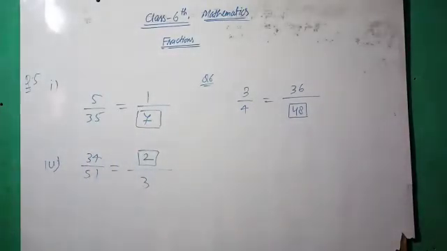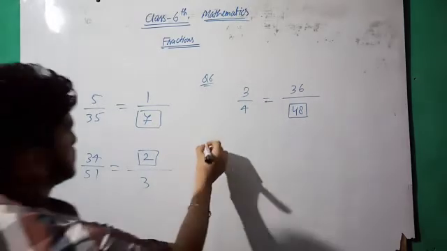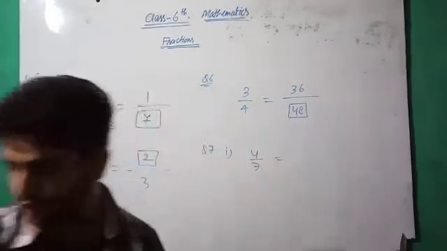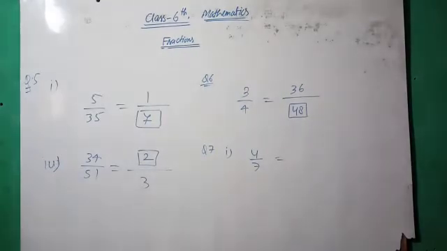Now question number 7. I will discuss some parts of most of the questions, and the remaining parts are your homework. Question number 7. Check which of the following pairs are equivalent fractions. Question number first, 4 by 7 and 32 by 56.